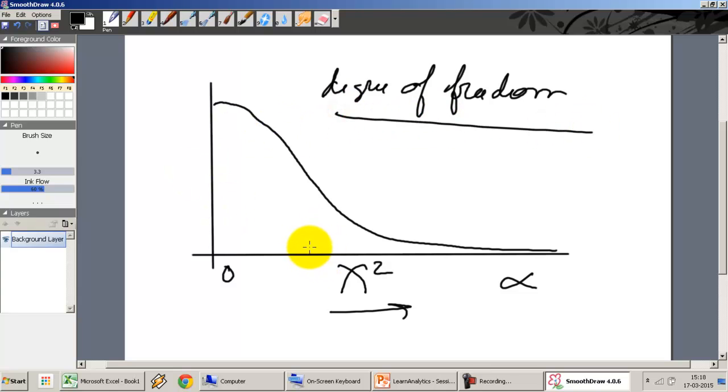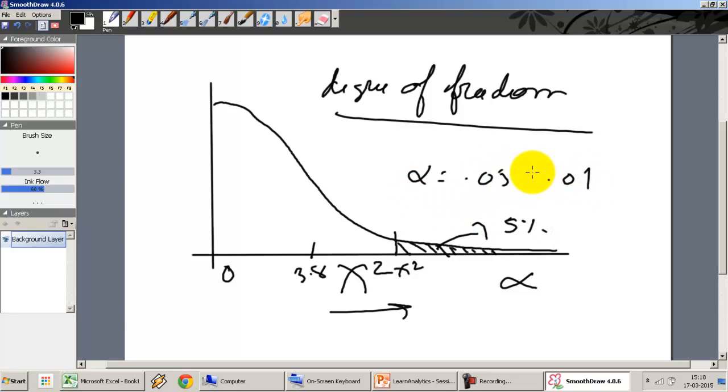Now let's say my chi-square value comes out to be 3.8, and at alpha equal to 0.05, let's assume the chi-square critical is over here. So this is chi critical. The region beyond this, which goes all the way till infinity, has an area of 5% or 0.05. If the alpha value is 0.01, then this chi-square critical moves over here. So this is chi-square critical at 0.05. At 0.01, I'll have another chi-square critical over here, and so on.